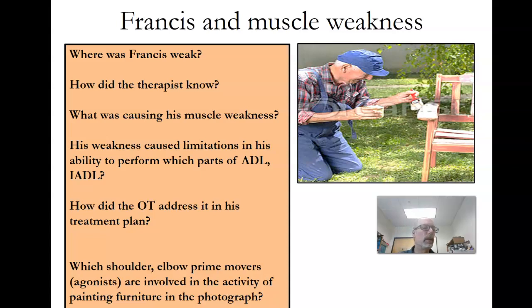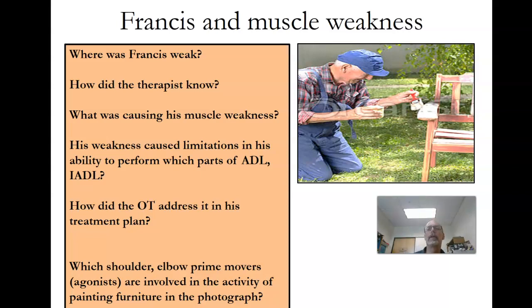I didn't get into a lot of the story, but his balance was affected by his core weakness, and weakness around his quads and his hip muscles. He was definitely weak in his shoulders, which is what the OT was focusing on. How does the therapist know that he's weak? He can make an educated guess, but how does he really know what was causing his weakness, and how can he quantify his muscle weakness?